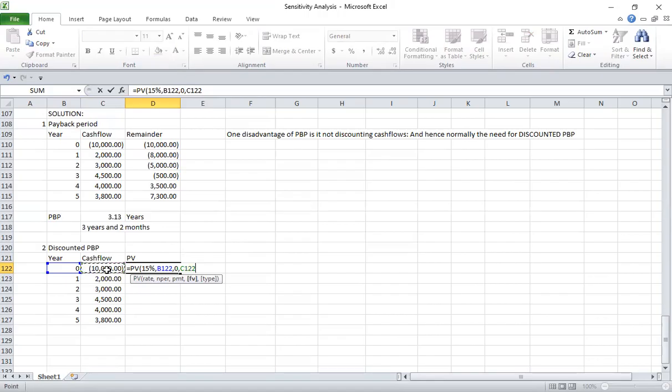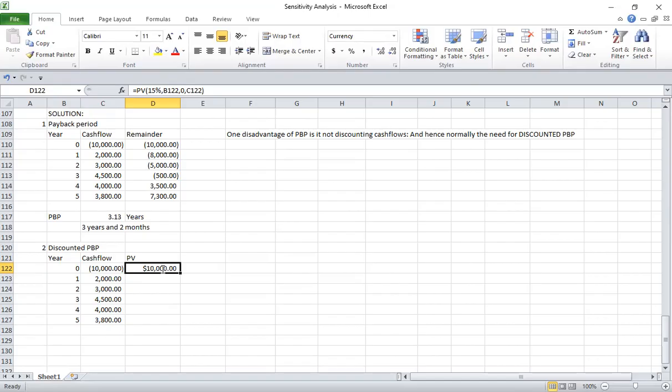You pick the cash flow, but this is what we are going to do. When you enter, you will have that present value as 10,000, but the initial outlay should always be a negative. In this case, it comes as a positive because it was initially a negative. Now we need to make this a negative because the initial outlay is always a negative.